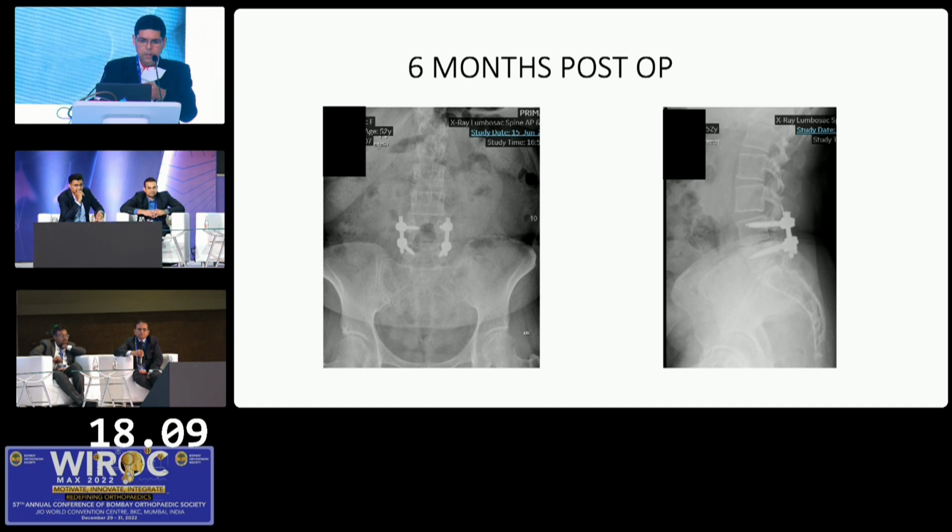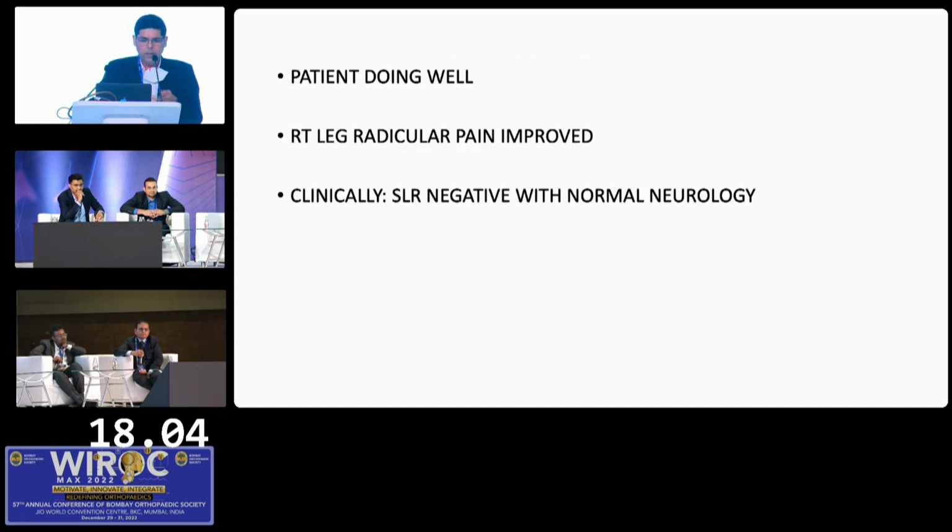This was 6 months post-op, and the patient is doing well. Right leg radicular pain has improved. Clinically, SLR is negative, neurology is normal, and we are hoping there's no adjacent segment disease. Any comments from the panelists on this, criticism or whatever you would like to say?